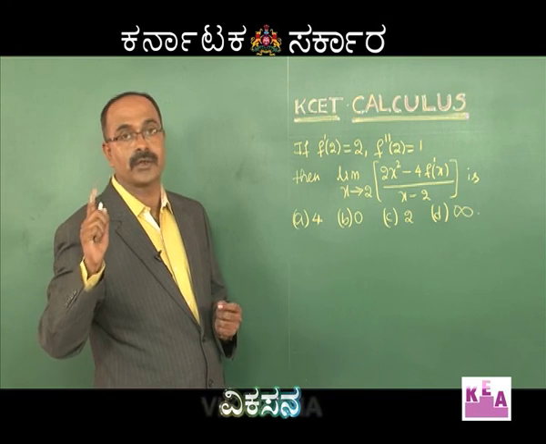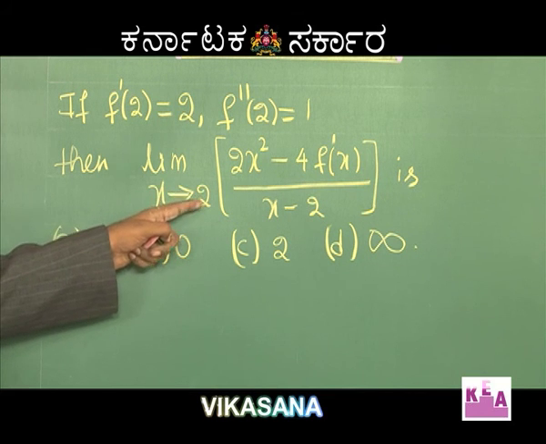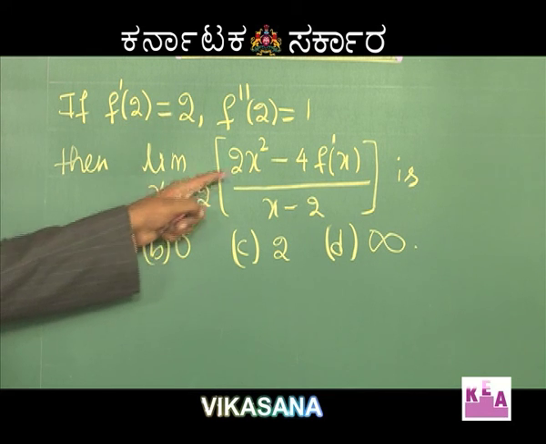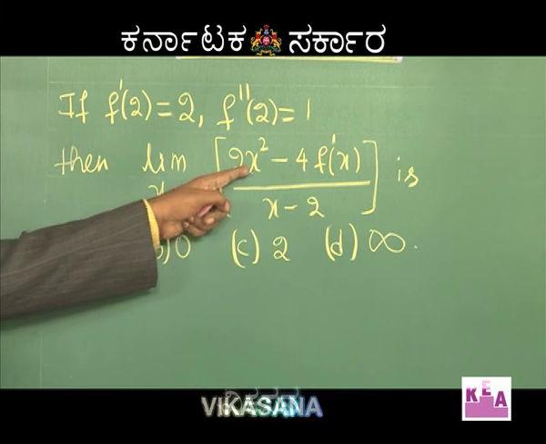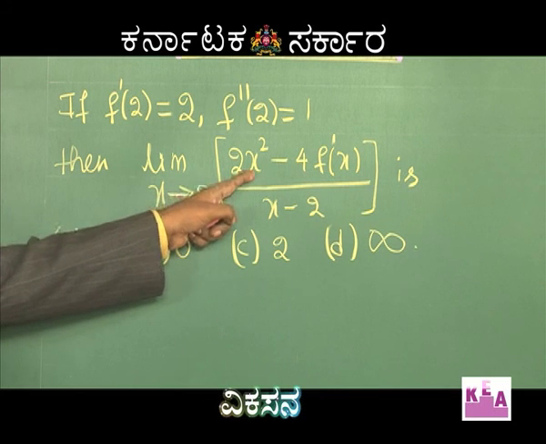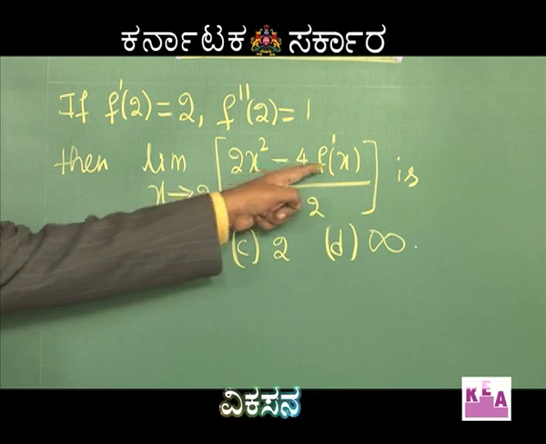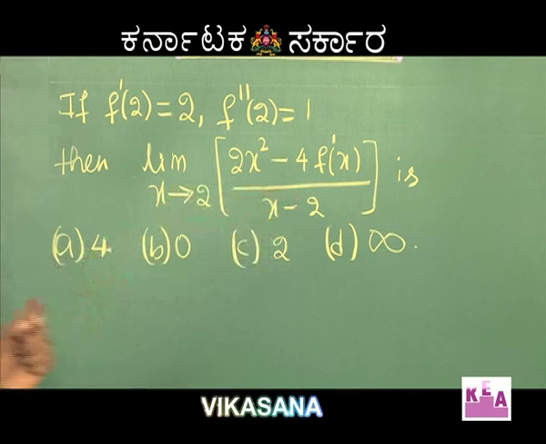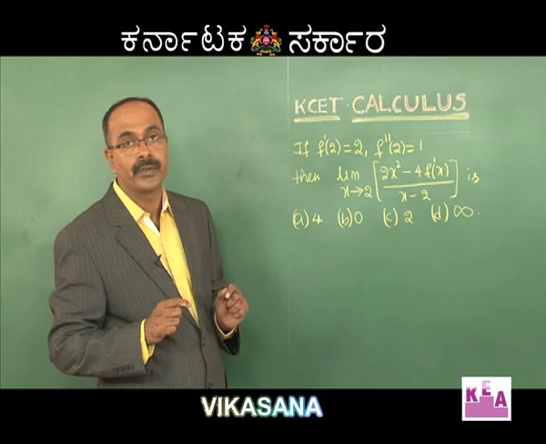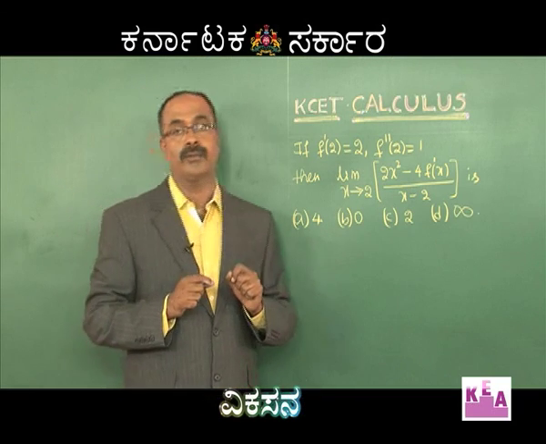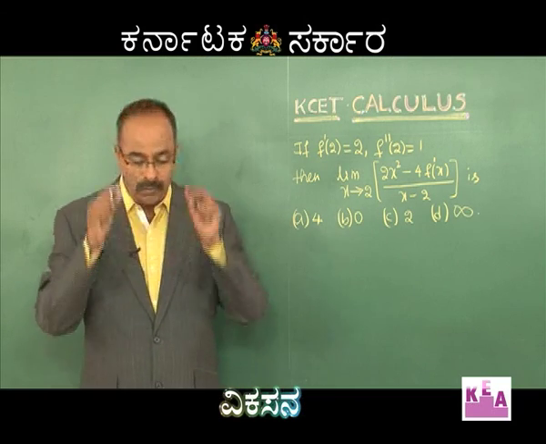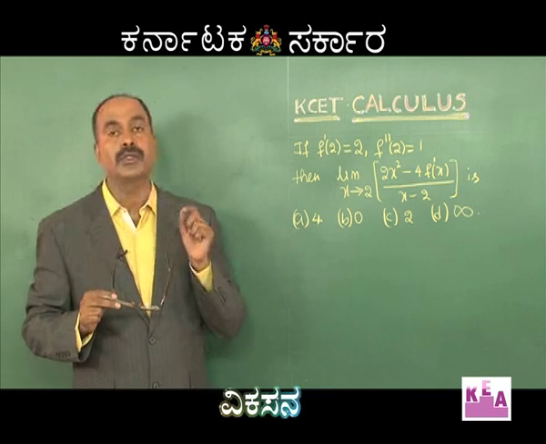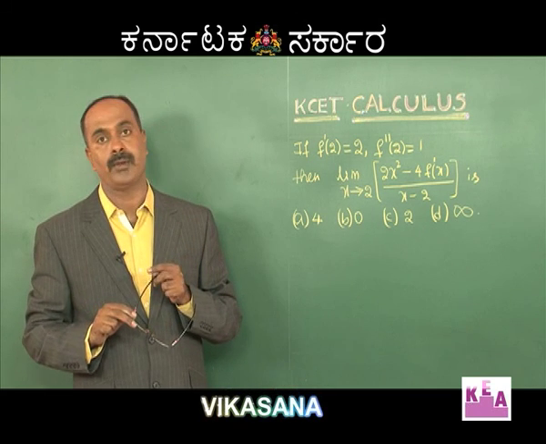Now look at this, dear students. f dash of 2 is 2. If you put x is equal to 2, what happens? 2 into 2 square, 2 into 4, 8, minus 4 into 2, 8. 8 minus 8 by 2 minus 2 will get 0 by 0 form. If you are getting 0 by 0 form, then what we have to do, dear students, is use L'Hospital's rule to solve this problem.